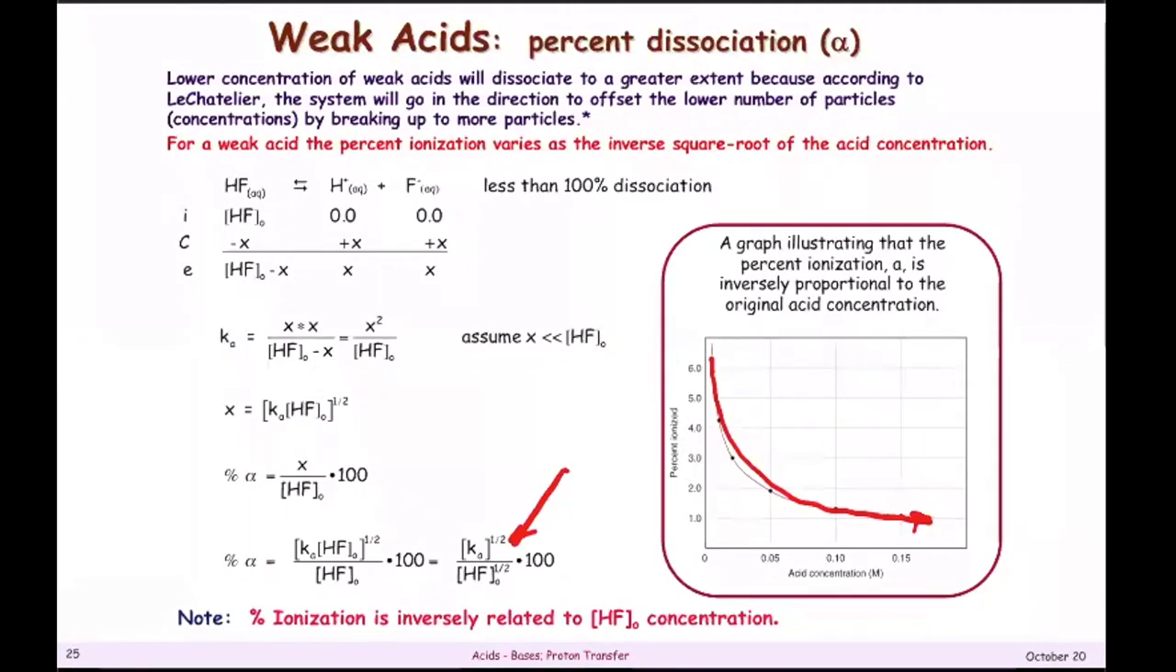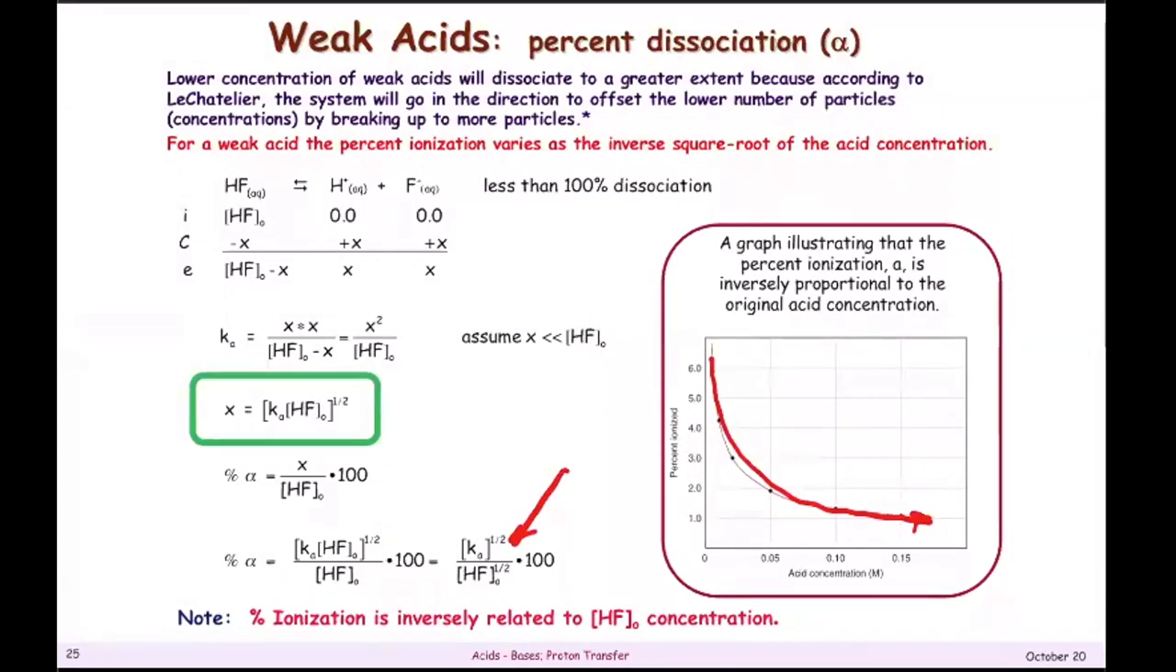Percent dissociation, by the way, is going to change with concentration. Ka doesn't change with concentration. I want to make that clear. The Ka is a constant. Percent dissociation is not. It changes with concentration. It also changes with temperature. Ka changes with temperature also.